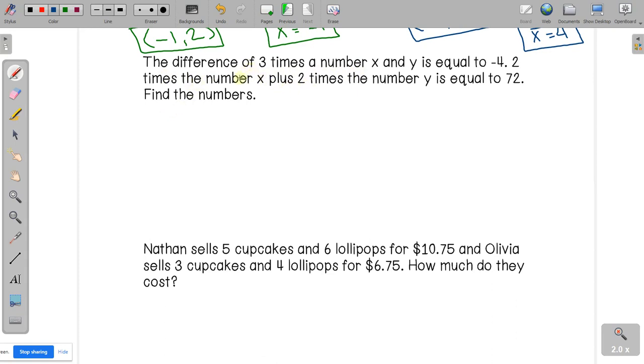So difference is subtraction. 3 times the number x is 3x. And we're subtracting y. That's equal to negative 4. And then the second equation, 2 times the number x, so 2x, plus 2 times a number y, so 2y, equals 72.